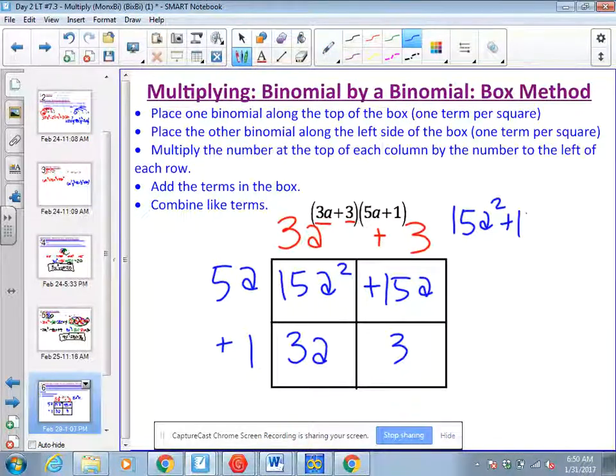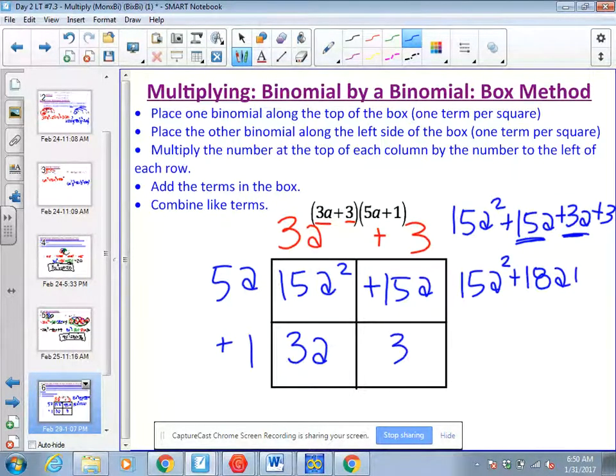So that when I'm done, I can just write it out and then combine my like terms. 15a squared, 15a plus 3a plus 3. Some like terms there in the middle for my linear term. This is what I am getting as an answer.